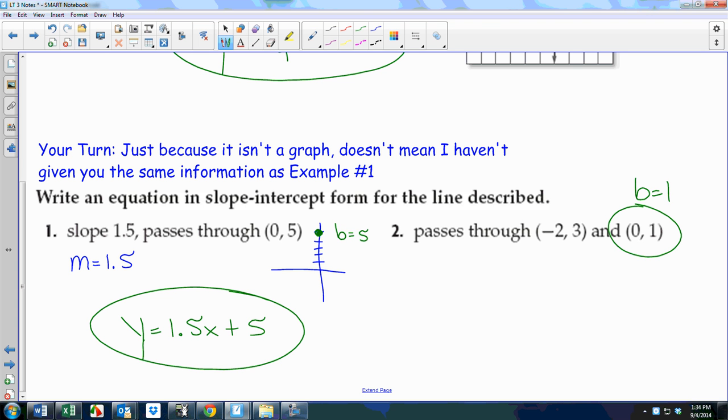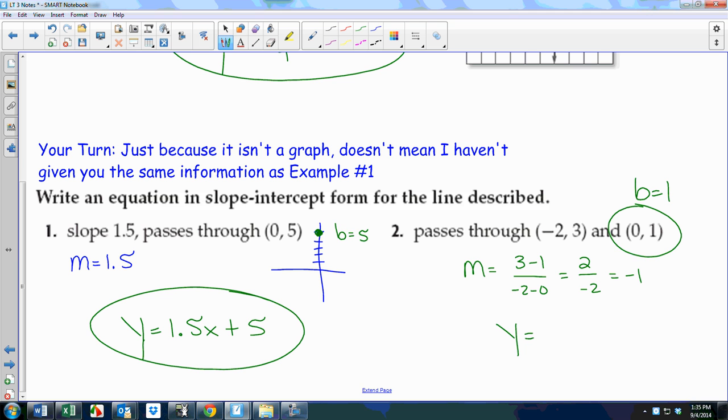All right. So all we need now is slope. And if you have 2 points, you can either A, graph the 2 points and do rise over run, or B, use that little formula where you subtract y's and subtract x's. So subtract your y's, 3 minus 1, over subtract your x's, -2 minus 0. So you get 2 over -2 or -1. Your slope is -1. So your answer is y equals -1x.